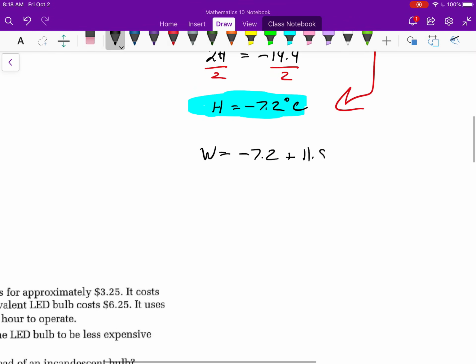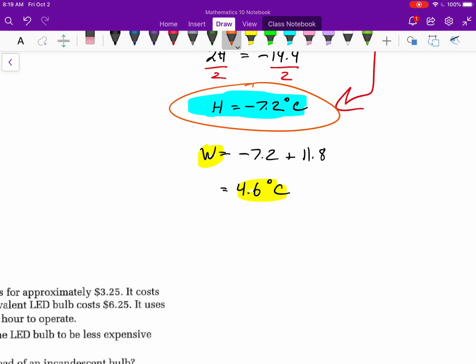Now when I'm working with equations, I don't put units into them. But negative 7.2 plus 11.8 is 4.6 degrees Celsius for White Rock. And now I'm done. Notice every time we use substitution, it takes most of our work to find the first solution, in this case 100 Mile House's temperature, and then it should be very, very quick to find the other, in this case White Rock's temperature.